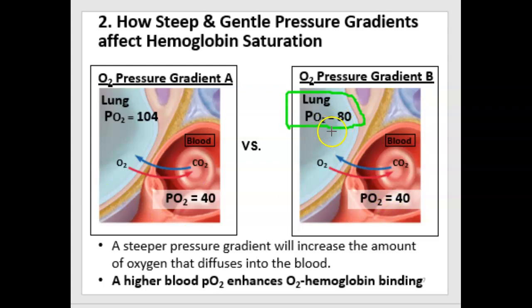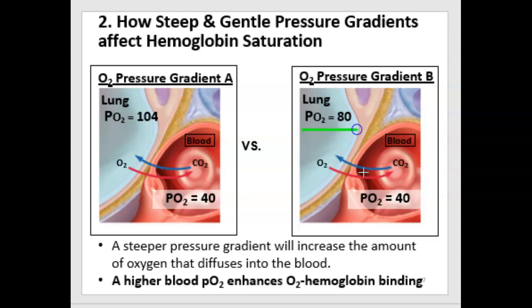And so if you have a PO2 of 80 in the lung and a PO2 of 40 in the same vessel, pulmonary capillary, you're still going to get oxygen diffusion, which is wonderful, but it will be not as rapid and not as much, right? So a higher or a steeper gradient will increase the amount of oxygen that diffuses into the blood, right? And furthermore, the higher the blood PO2, that will help enhance further oxygen hemoglobin binding.